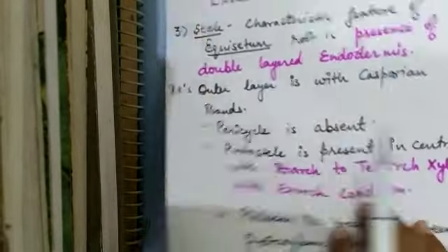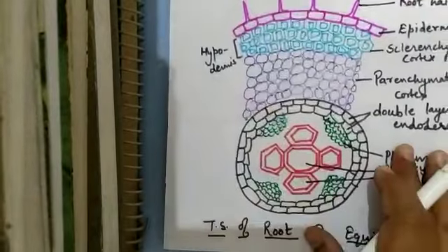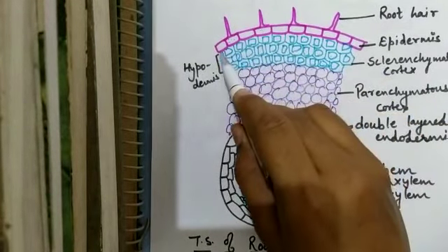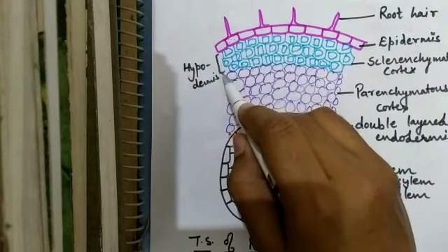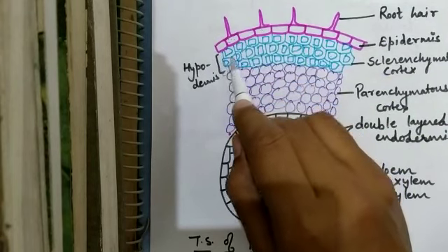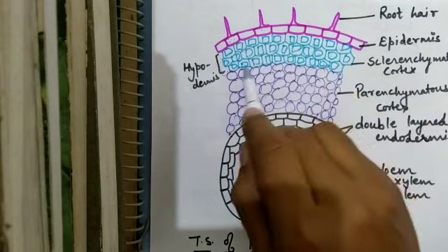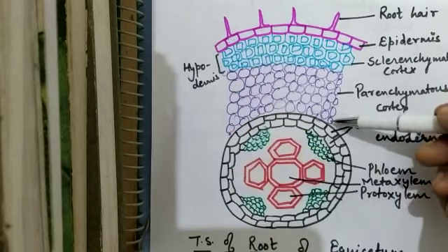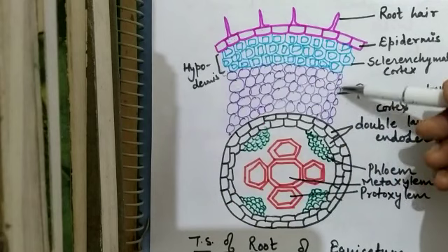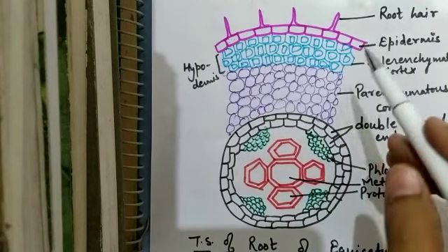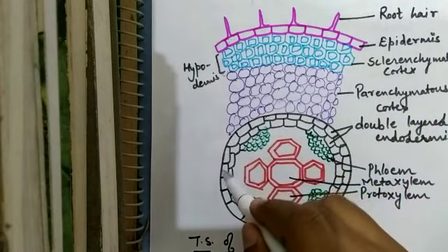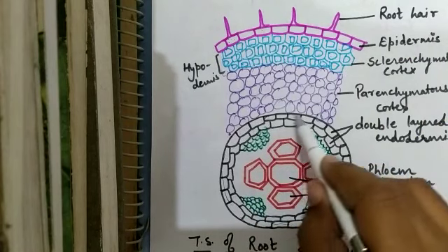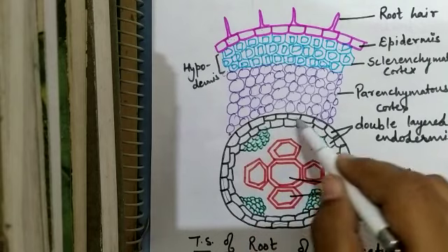You can see the cortex. Here is the cortex. The outer portion of the cortex, which is also called exodermis or hypodermis, is shown in blue color. It is sclerenchymatous, and the inner region is the thin-walled parenchymatous region. Now after that, the third region is the stele region. This region is called stele. It is after the endodermis.